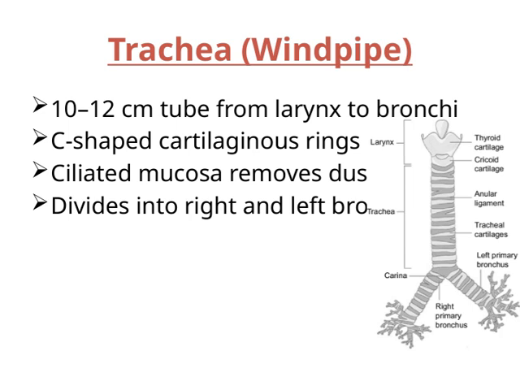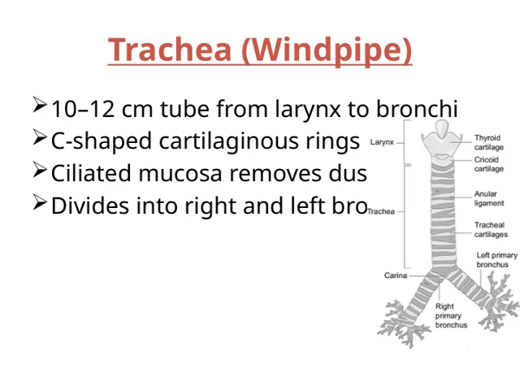Inside, the lining is made up of ciliated mucosa. These tiny hair-like structures, called cilia, play a crucial role in removing dust and other particles from the air we breathe in. They act like a cleaning system, sweeping debris upward toward the throat so it can be swallowed or expelled. Finally, the trachea splits into two main branches, the right and left bronchi, that lead into each lung.